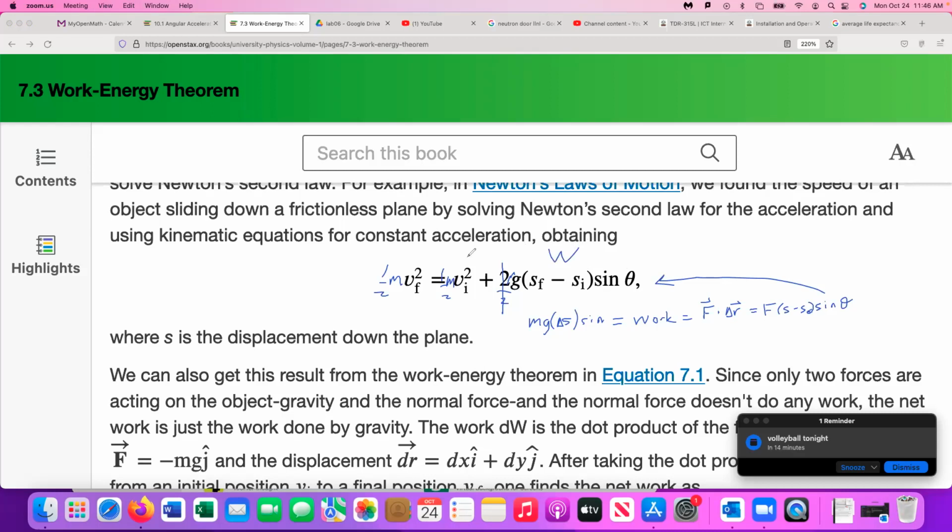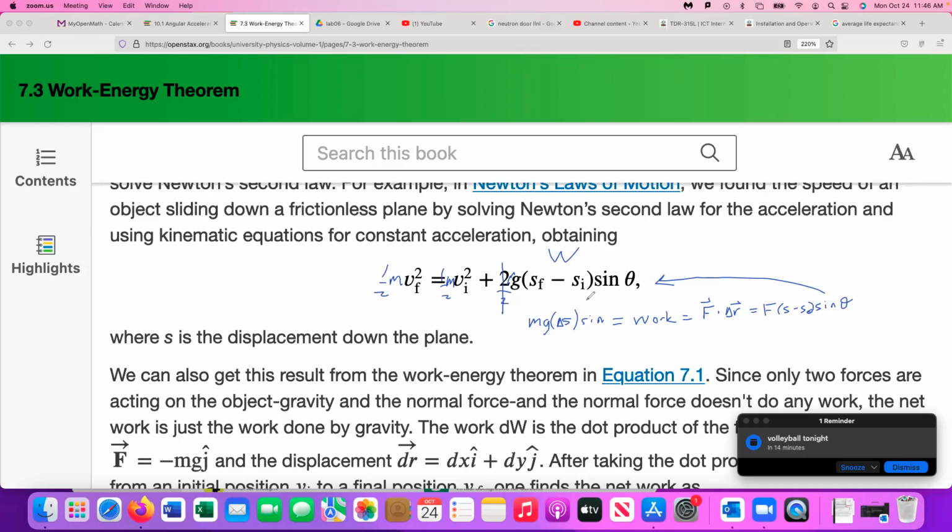So this thing right here is the work now, because we've divided by 2 and we've multiplied by mass. And these over here are 1/2 mv squared and 1/2 mv squared, initial and final. If we subtract 1/2 mv initial squared from both sides and put it on this side, we get the change in kinetic energy equals the work, which is the work energy theorem, right?